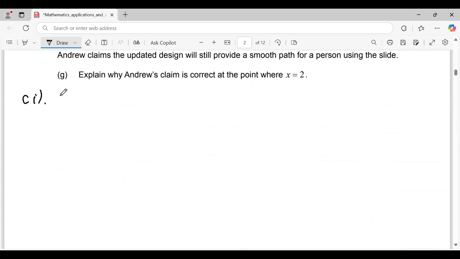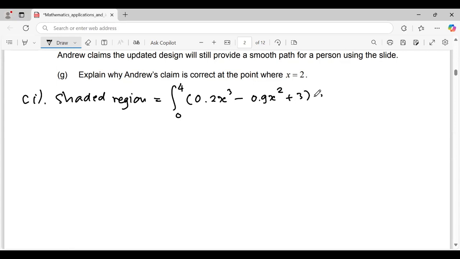The shaded region equals the integral from 0 to 4 of h(x), which is 0.2x cubed minus 0.9x squared plus 3, dx. And yeah, this is the integral. Part 2.